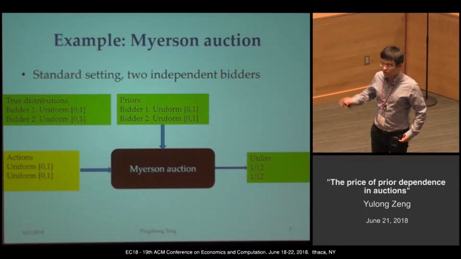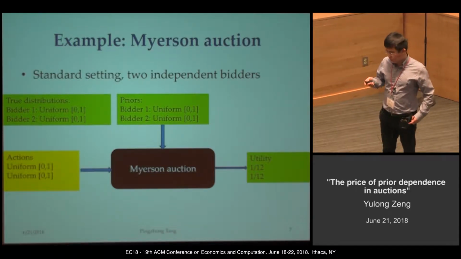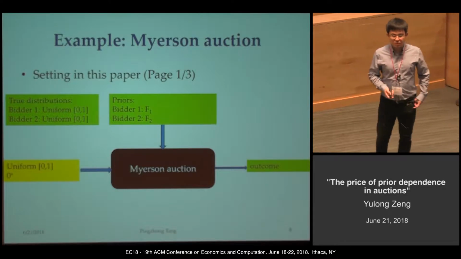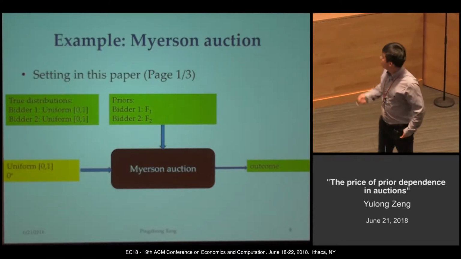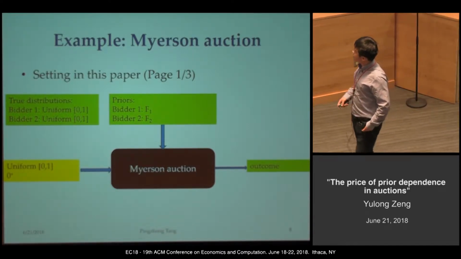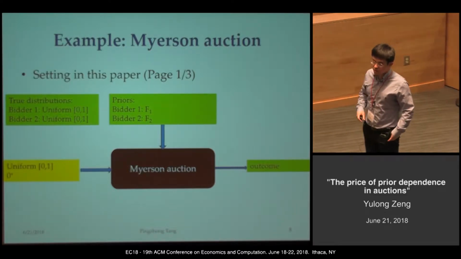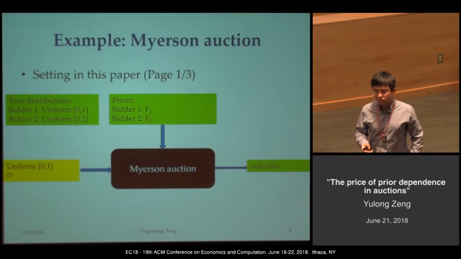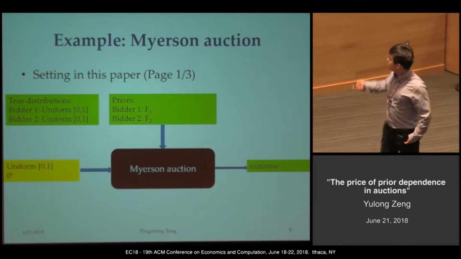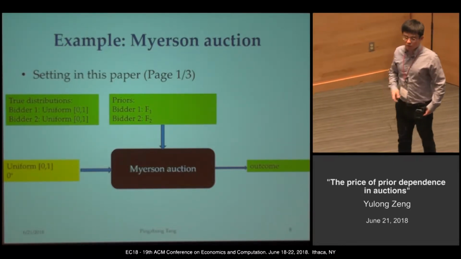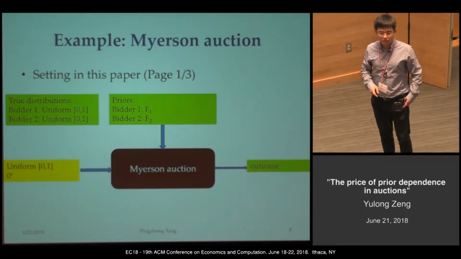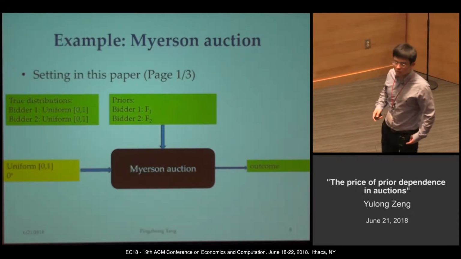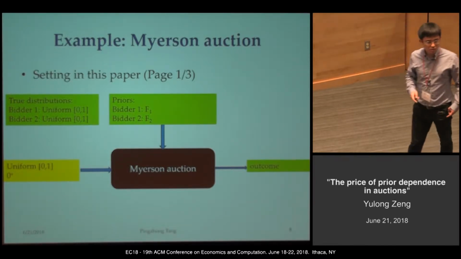So nothing fancy, very standard stuff. Now consider the setting in this paper. In this example, we still have a ground truth distribution, which is the type distribution for the bidders. But here, we don't assume that the auctioneer knows this prior. Instead, he's going to learn this from the interactions with the bidders.